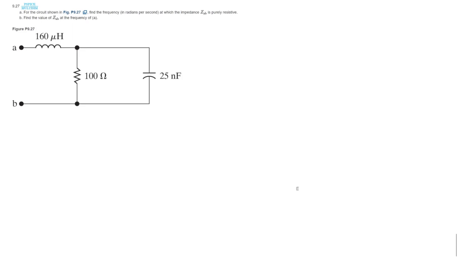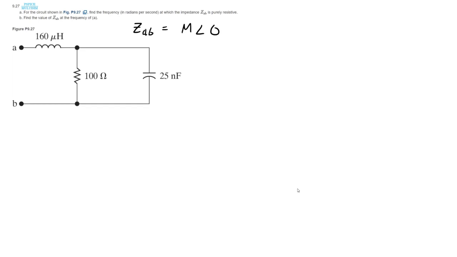This problem, we've got a circuit, and we've got to find out where the impedance ZAB is purely resistive. Now, that doesn't mean the frequency at which the inductor and the capacitor reactances cancel out so much as the phase angle of the impedance has to be 0. So we're looking for where the impedance ZAB has a magnitude but 0 phase. And we'll find out the magnitude later, which is the value ZAB.